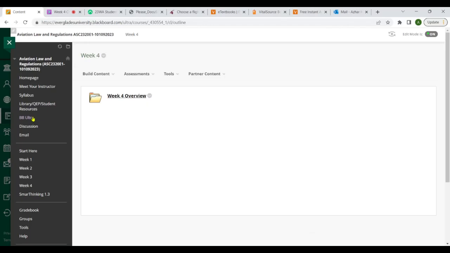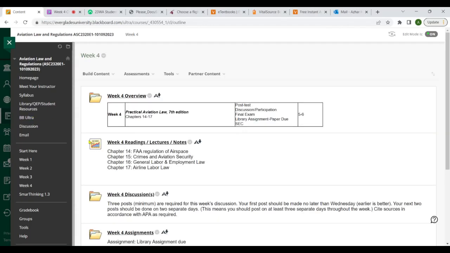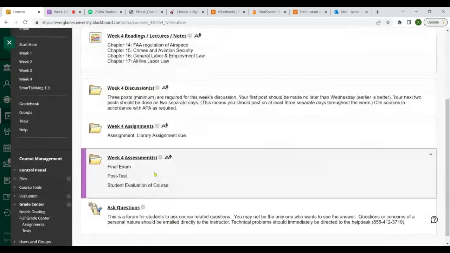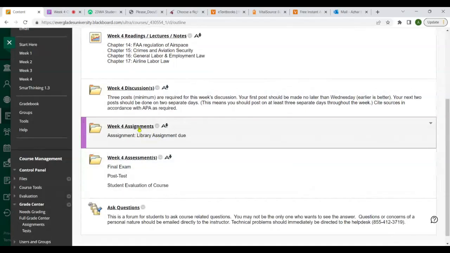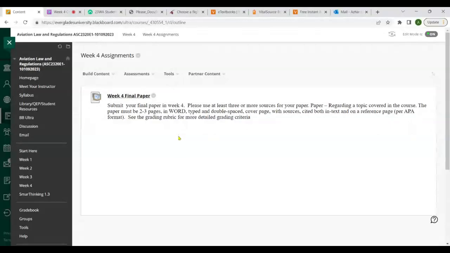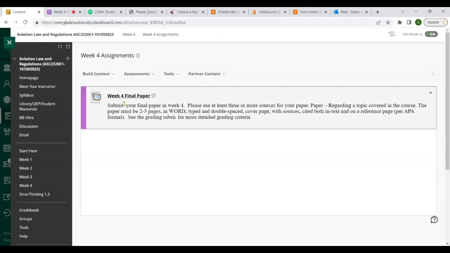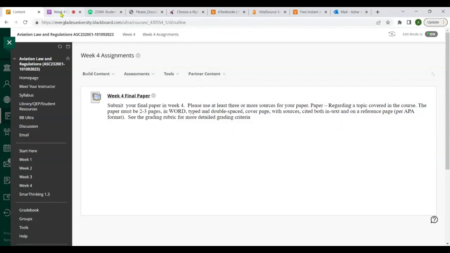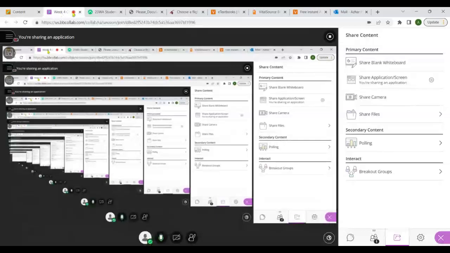Week 4, you need to complete the discussion assignments, a library assignment which is due, and submit a final paper, for which you already gave me your title. That's due, and then obviously the final exam. Make sure you take care of these things, and then you should be okay.